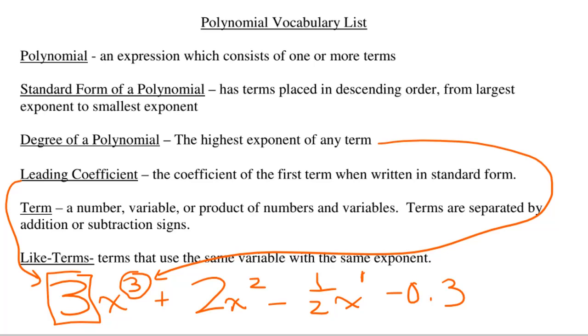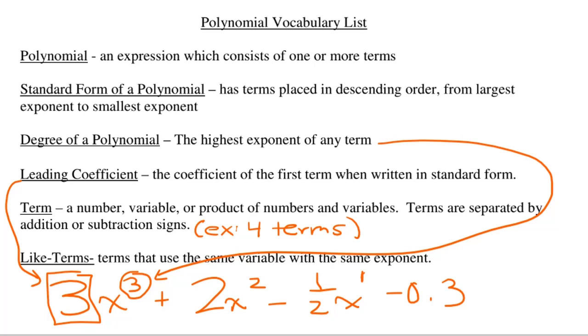Terms. Terms are a number, a variable, or a product of numbers and variables, and they are separated by adding or subtraction signs. So in this polynomial, I have 1 term, there's a plus sign, 2 terms, there's a minus sign, 3 terms, another minus sign, and 4 terms. So this example has 4 terms.